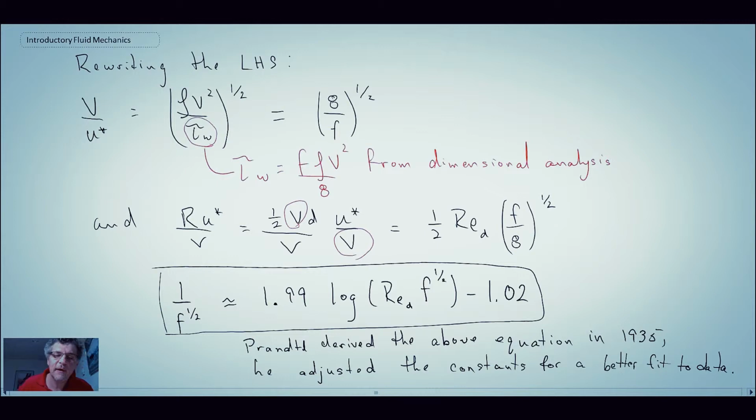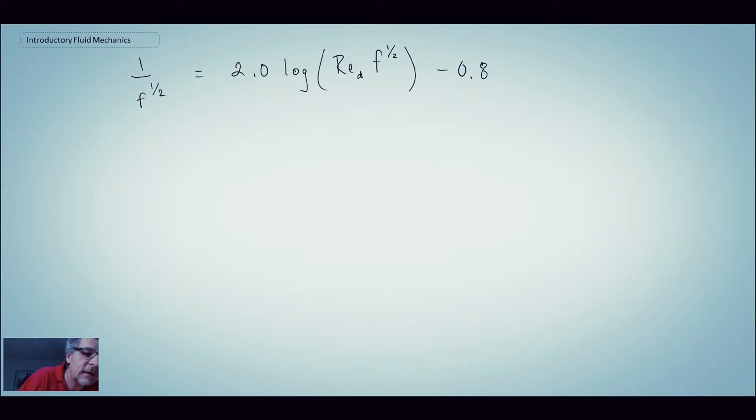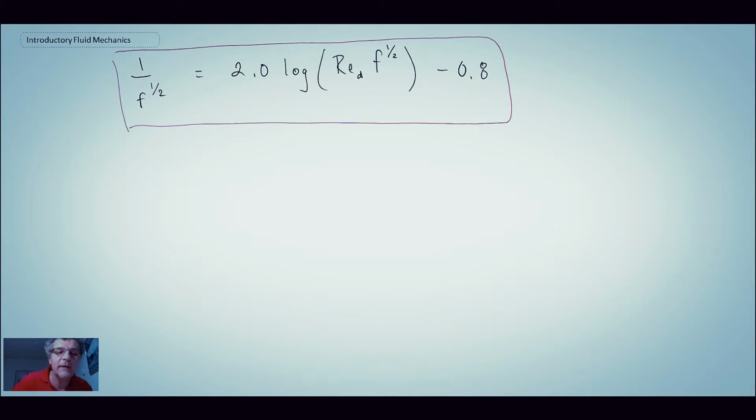So he adjusted the constants to provide a better fit, and that will be the next equation that I will write. So Prandtl further reduced that, or recast it in the following form. Okay, so we have this relationship here, and this is good because we're getting something that has the friction factor in it, has the Reynolds number.